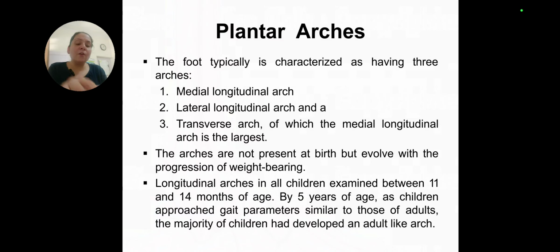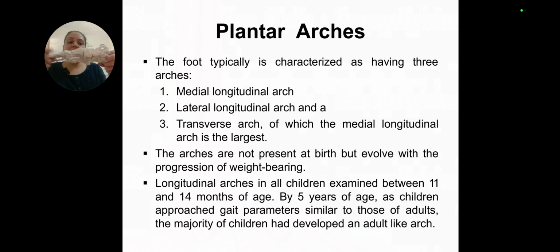Now all this role is possible because of one ligament, which is the plantar aponeurosis, which is also called the plantar fascia. Now, I'm not reading the slides, let me explain this to you, the plantar arches, and then we will go through the slides.